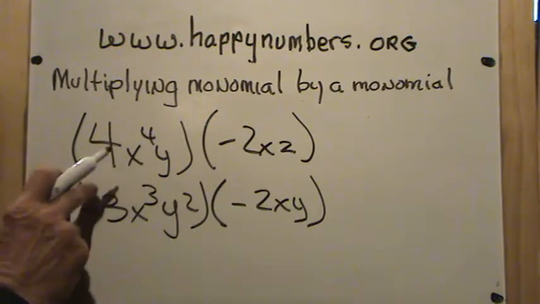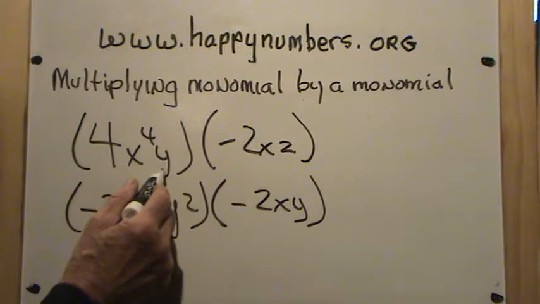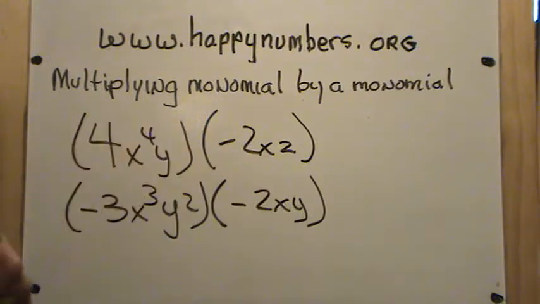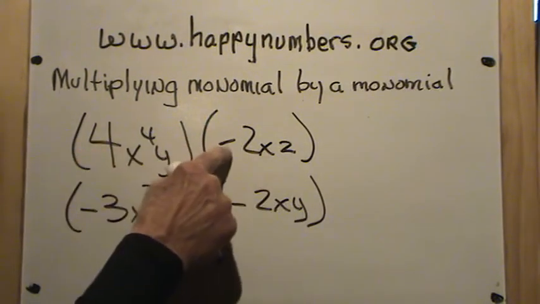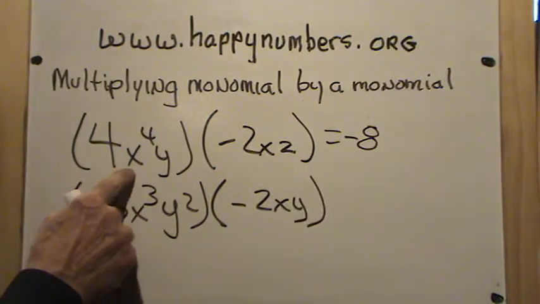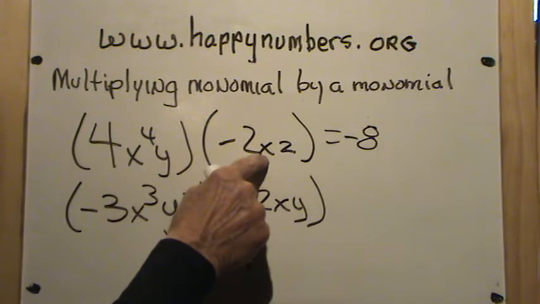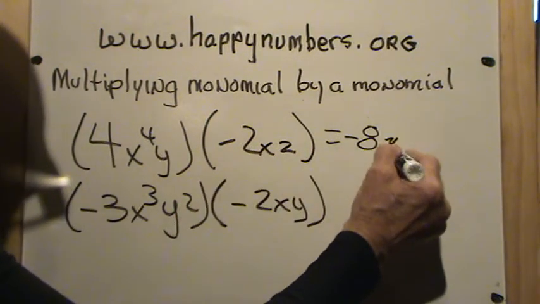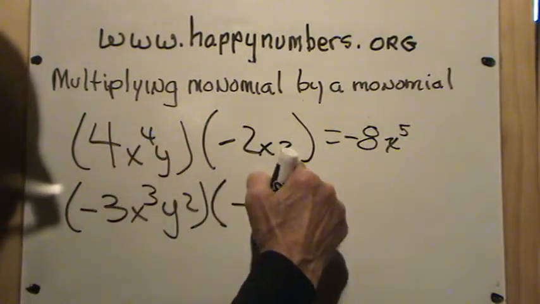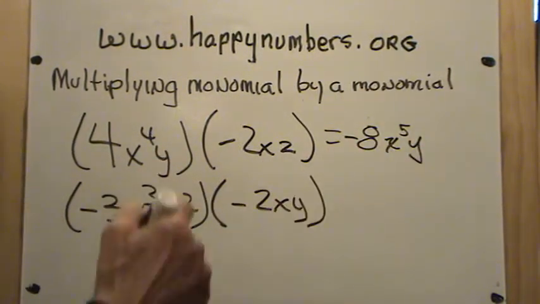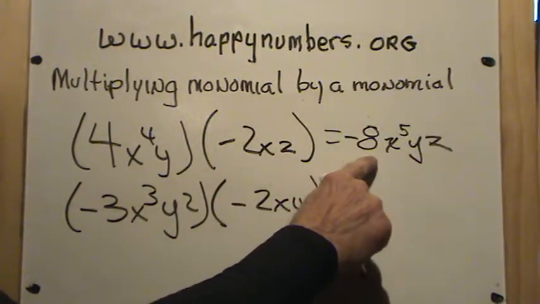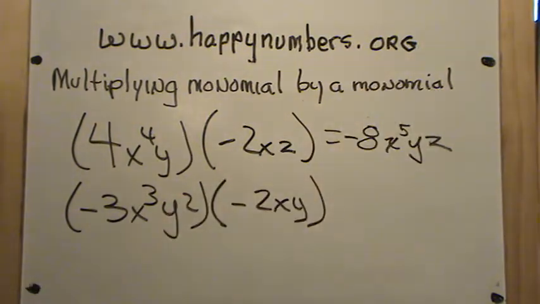Okay, let's take this one, 4x to the fourth y times negative 2xz. Well, first we multiply the coefficients. 4 times negative 2 gives me negative 8. Now I have x to the fourth and I have x to the first here, so that would give me x to the fifth. I have y to the first and I have no y over here, so it'll just be y. And I have z. So the answer is negative 8x to the fifth yz.